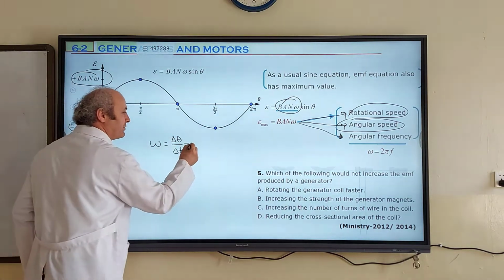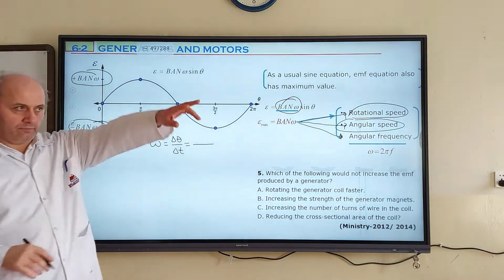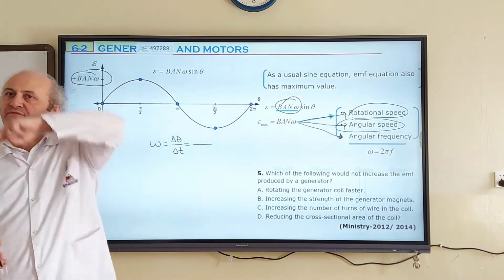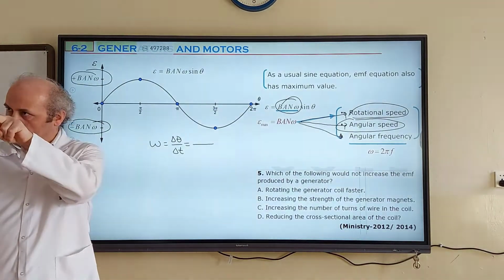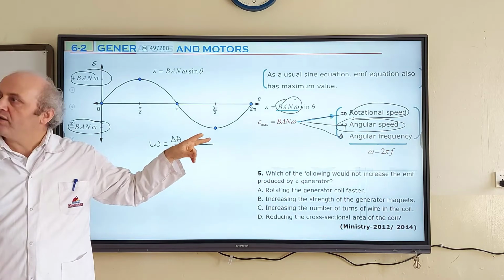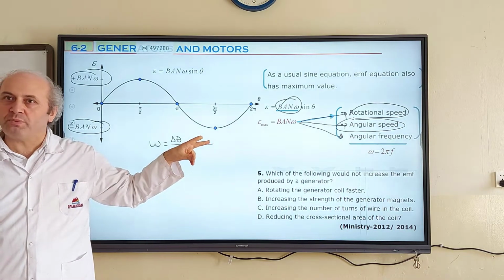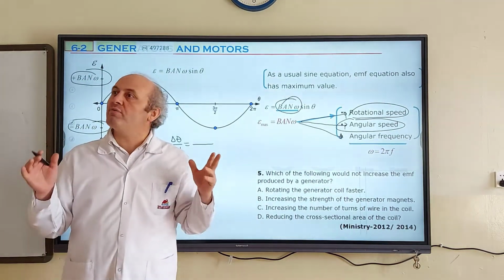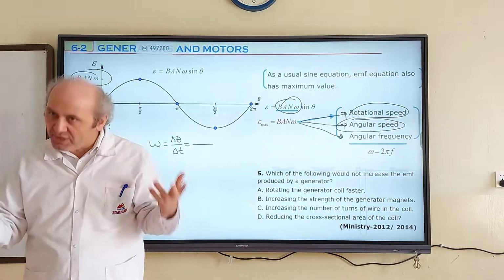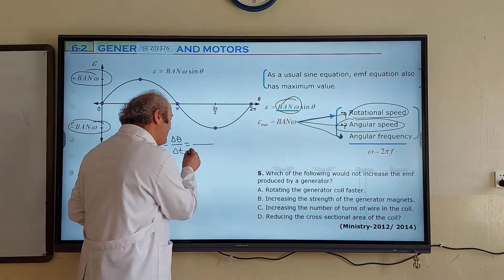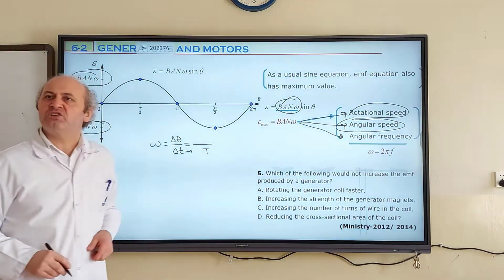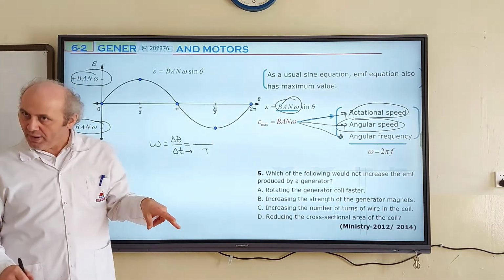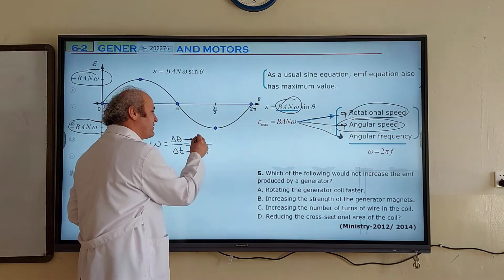Tell me now. I said that the generator's coil rotates inside a magnetic field. The time for one rotation, which is the time for one cycle, what is it called? In chapter 3 we learned. The time for one rotation, one cycle, is the period. Instead of delta t, I am going to write the period capital T. Tell me, what is the angular displacement for one rotation? 2 pi. Instead of delta theta, write 2 pi.